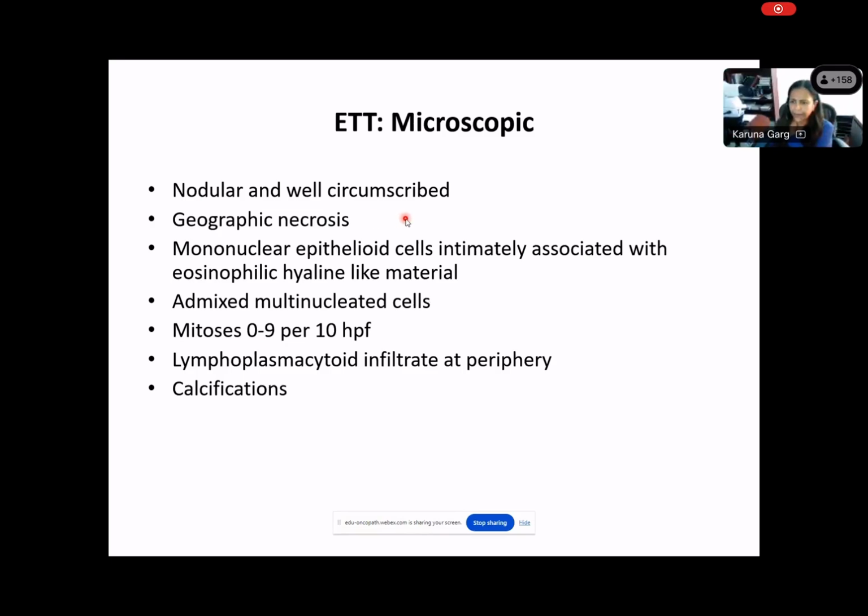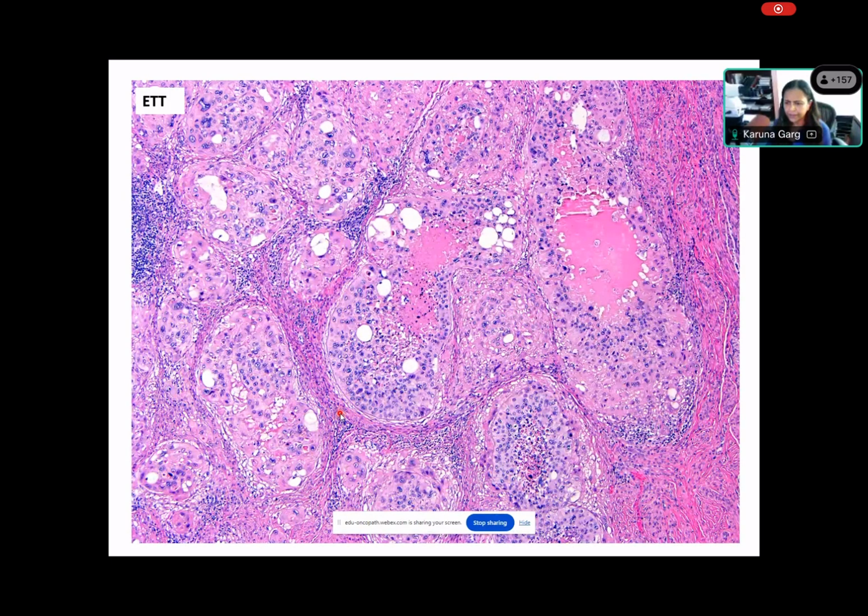In terms of microscopic, ETTs are pretty characteristic looking. They have this nodular appearance, they're well circumscribed, they'll have a lot of necrosis associated with it, and you get these mononuclear cells with this eosinophilic material associated with it. Another thing that you frequently see is this lymphoplasmacytic cell infiltrate at the periphery, and they can have a lot of calcifications as well. So this is very characteristic of an ETT. You get these nodules, almost granuloma-like nodules. Of course, these are not granulomas, but they could make you think about them on low power.